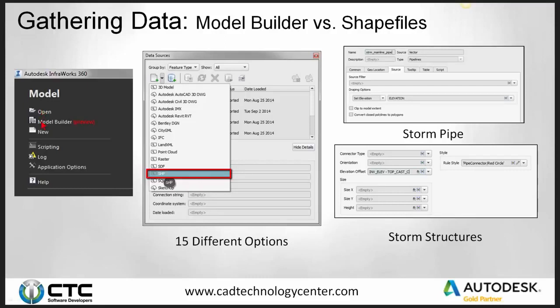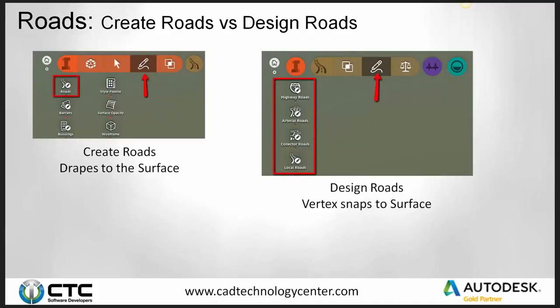So InfraWorks 360 will do a lot of the information for you relatively quickly. If you just have plain InfraWorks, you have to manually create everything, which means you have to go out and find that data. In InfraWorks 360, you have design roads. In just InfraWorks, you have create roads. So here's create roads. It's under the editing pencil, and then roads.